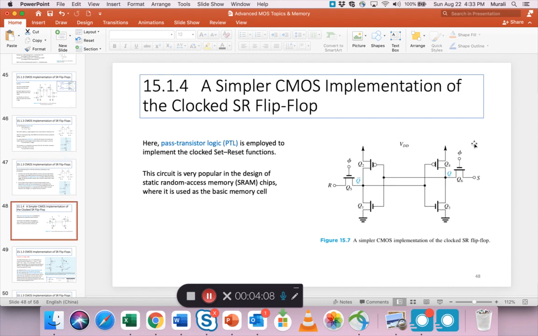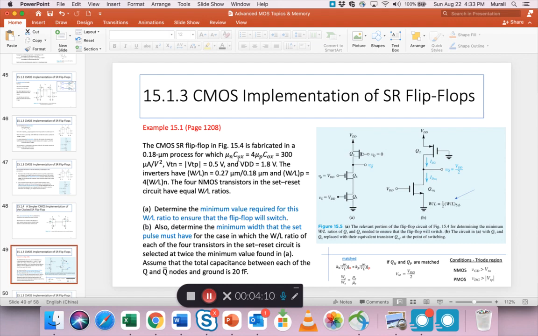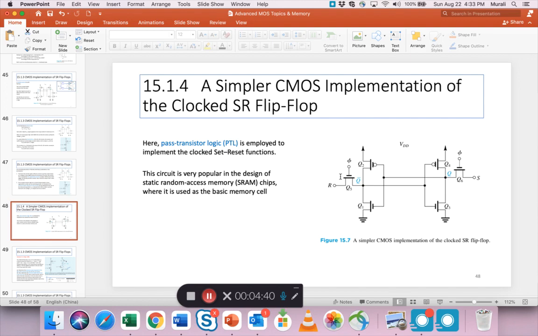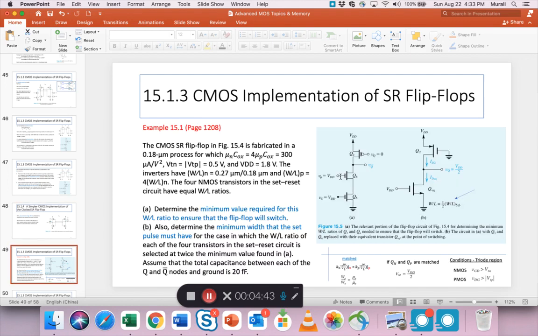Okay, so the question here is, if all that has to happen, given that the transistors have these properties, let's look at part A. Determine the minimum value required for this W by L ratio. The 4 set reset transistors, meaning Q5, Q6, Q7, Q8, right? These are the set reset transistors, along with, of course, the clock.